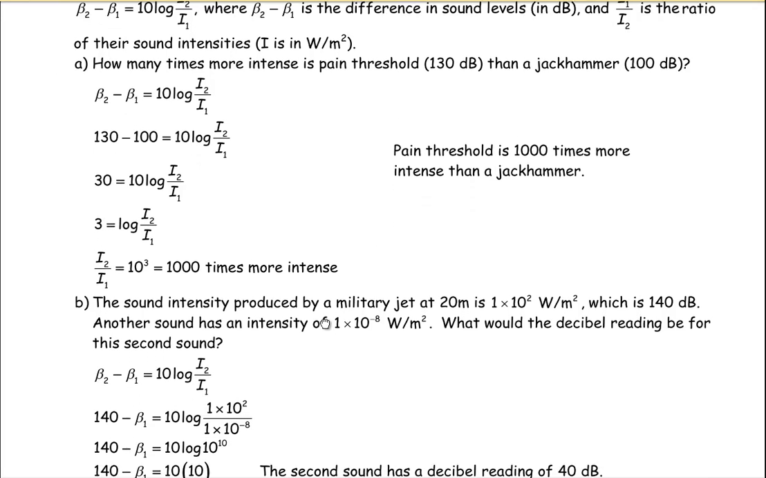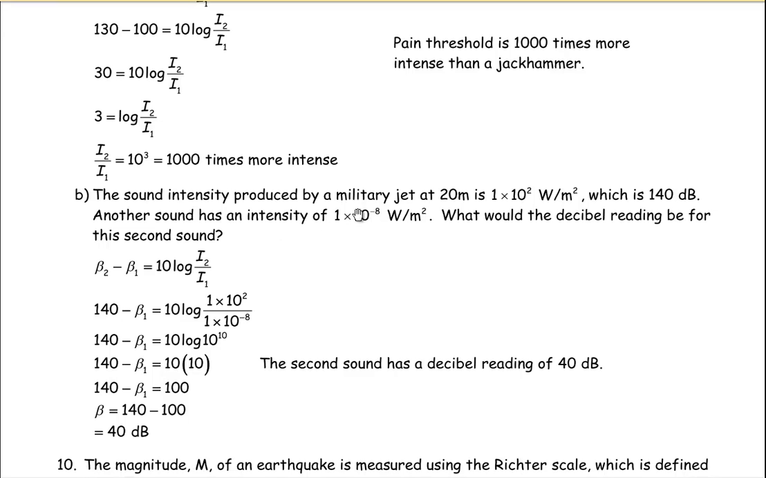In question B, we're told that the sound intensity produced by a military jet at 20 meters away is 1 times 10 squared, so it would be 100 watts per square meter. That's a pretty intense sound, which is 140 decibels, so it's actually past the pain threshold. Another sound has an intensity of 10 to the minus 8 watts per square meter. What would be the decibel reading for this second, lower sound?